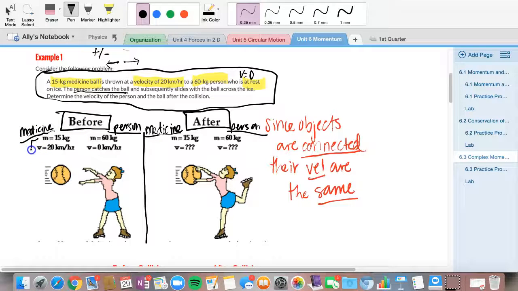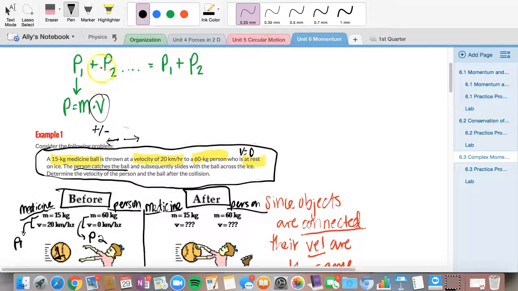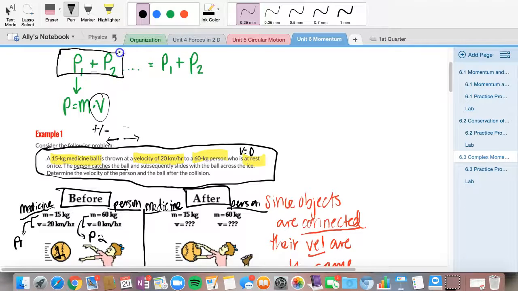So we have the mass and the velocity of the medicine ball before. So we could take these and we could calculate the momentum of the medicine ball. Think of this as momentum 1. This is the first object. This is our second object. So we could also take these two and we could calculate the momentum of our second object. This is all before. So basically what we're doing is we're solving this part of our problem. This is the before. But the second part of our problem is to find the momentums of our objects afterward.